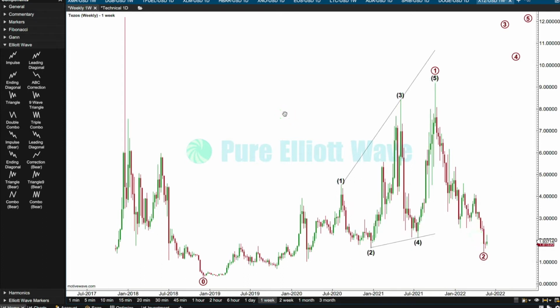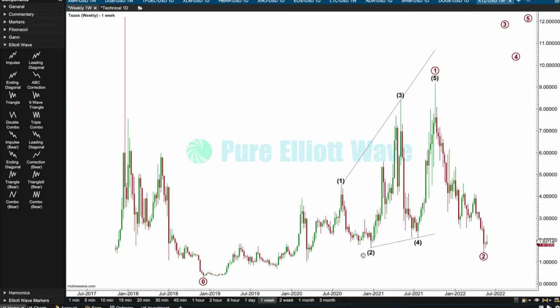Within a leading diagonal, subwaves 1, 3, and 5 most commonly subdivide as zigzags. Subwaves 2 and 4 may only subdivide as zigzags. Sometimes 1, 3, or 5, or all of them, can be impulses. So they can be an impulse or a zigzag. And 4 for a diagonal must overlap 1 and may not move beyond the end of 2. So this looks like a diagonal.